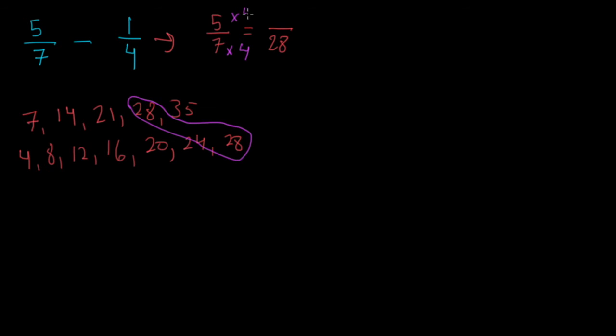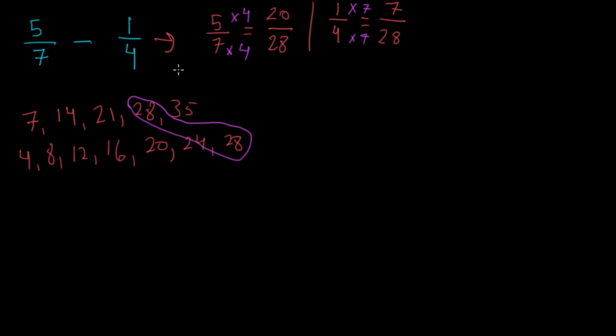So you also need to multiply the top by 4. Whatever you do to the bottom, you have to do to the top. So 5 times 4 is 20, so we have 20 out of 28. And then we have 1/4 is equal to, all right, well, something out of 28. So what do we need to multiply 4 by to get 28? We need to multiply 4 by 7. Whatever you do to the bottom, you have to do to the top. So we multiply the top by 7. So 4 times 7 is 28. 1 times 7 is 7.